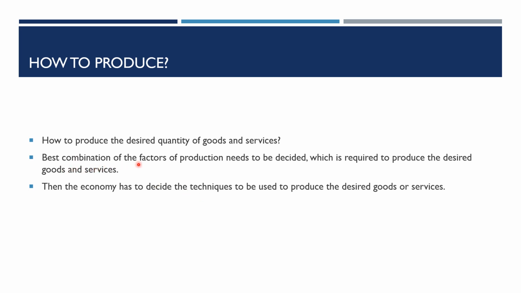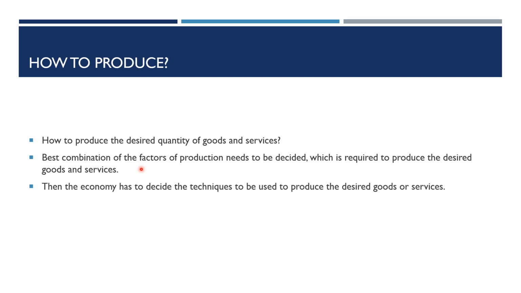Next, another thing to be decided is the combination of factors of production that is needed to produce the desired goods and services. For example, if I decide to produce cake or chocolate, I require, let's say, sugar and chocolate syrup. These are called factors of production. I require labor. Let's say I even need one machine, and I need packaging services.